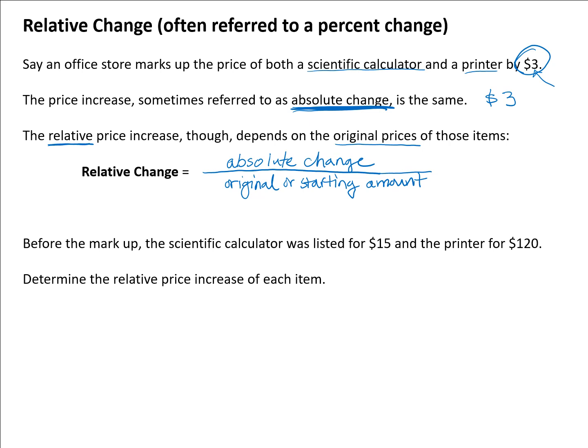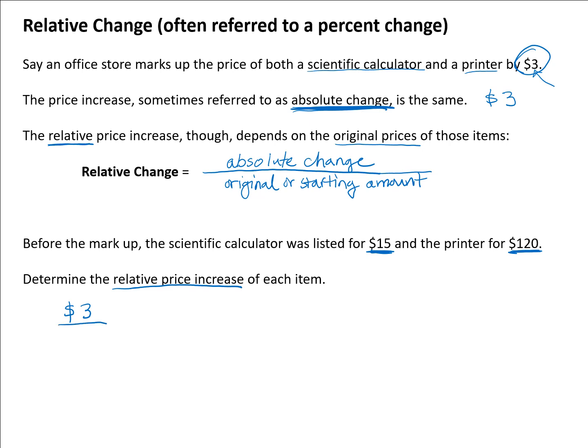Now let's look at this for the calculator and the printer. A calculator is going to be cheaper than a printer, and in fact, let's say the calculator was originally listed before the markup at $15 and the printer was originally listed for $120 before they changed the price and increased it by 3. Let's look at the relative price increase for each item. So we know each item has increased as an absolute amount by $3, but let's look at the relative price increase. Remember how we're going to do this: we're going to look at the absolute change, so $3.